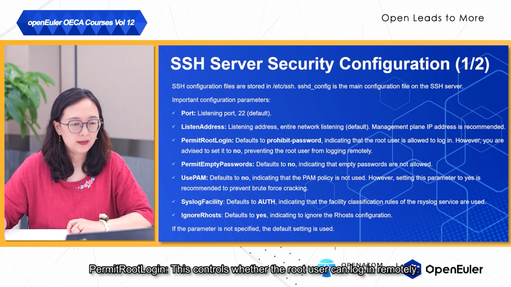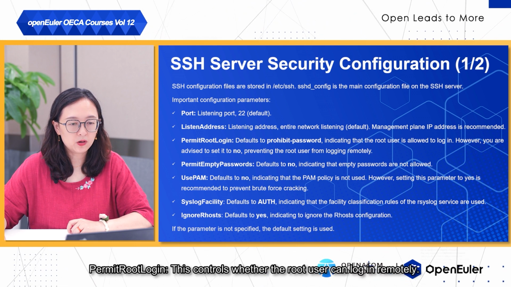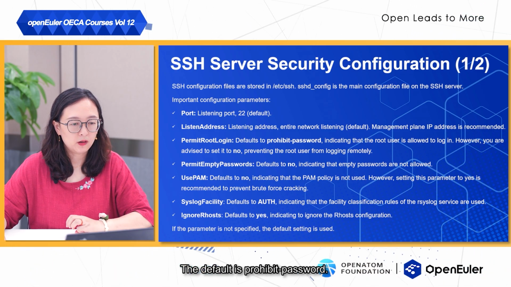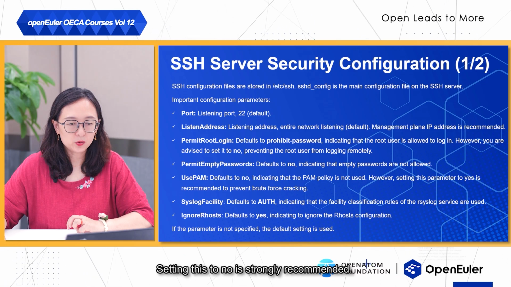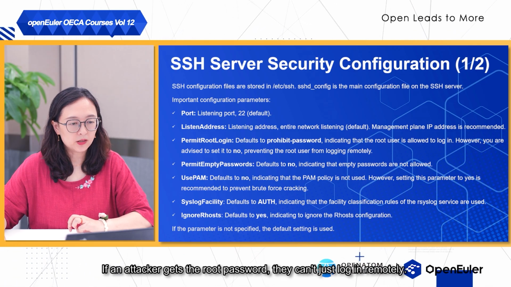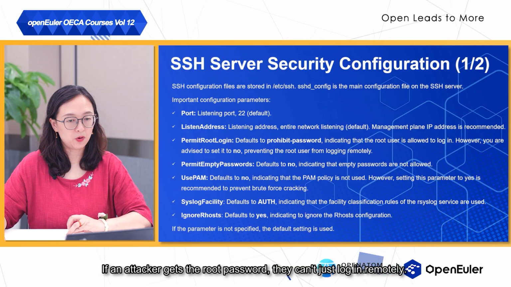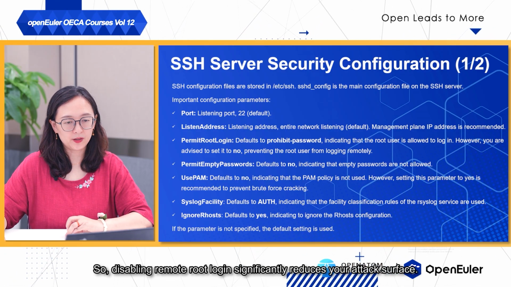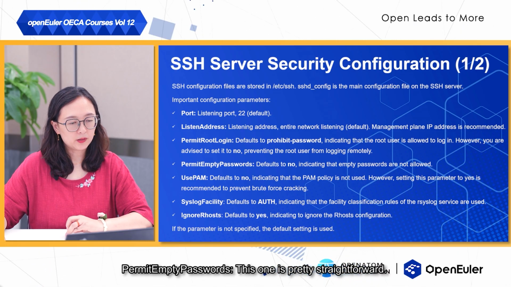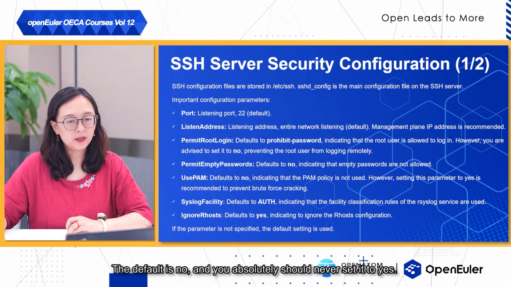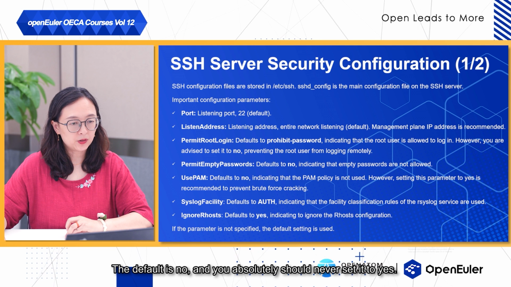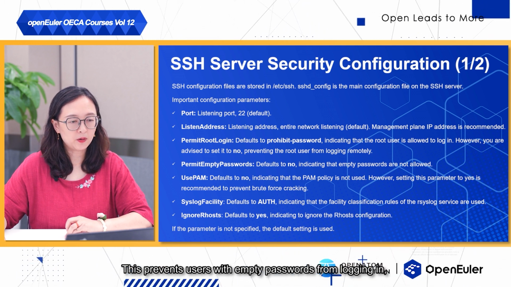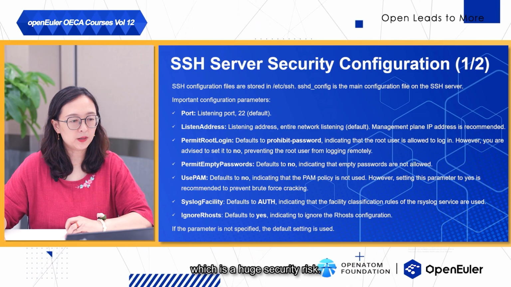PermitRootLogin. This controls whether the root user can log in remotely. The default is prohibit-password. Setting this to no is strongly recommended. If an attacker gets the root password, they can't just log in remotely. So disabling remote root login significantly reduces your attack surface. PermitEmptyPasswords. This one is pretty straightforward. The default is no, and you absolutely should never set it to yes. This prevents users with empty passwords from logging in, which is a huge security risk.